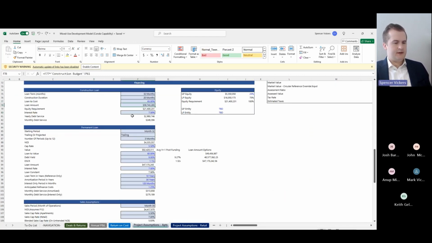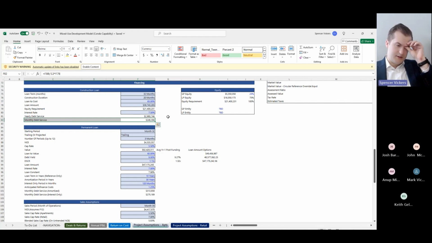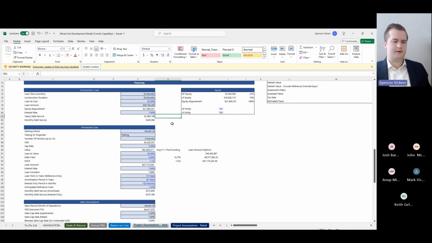Loan to cost, loan amount, equity requirement, interest rate, and debt service. But again, this is really just estimated information. The actual debt service flowing through is based on loan draws, and that amount for the construction loan is mostly capitalized at closing.